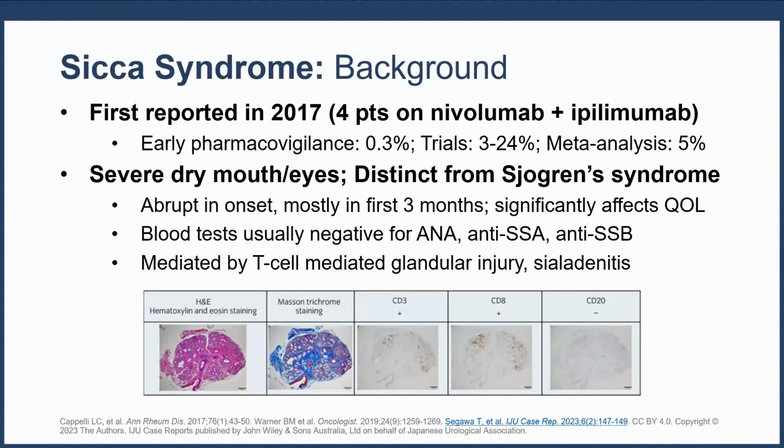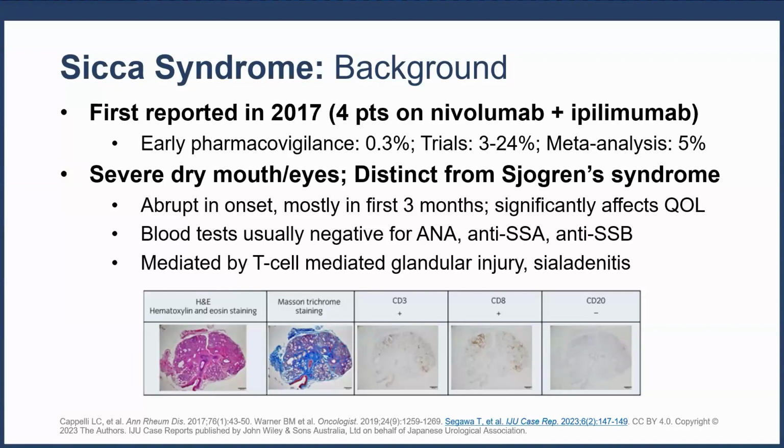That's the first thing. It does significantly affect quality of life, but usually dry eyes is not something that we see with Sicca syndrome, and so it's primarily dry mouth that we're dealing with. Now, have I had a patient with dry eyes along with dry mouth? Yes, I have, but it's not the majority, and it's not usually what we see.